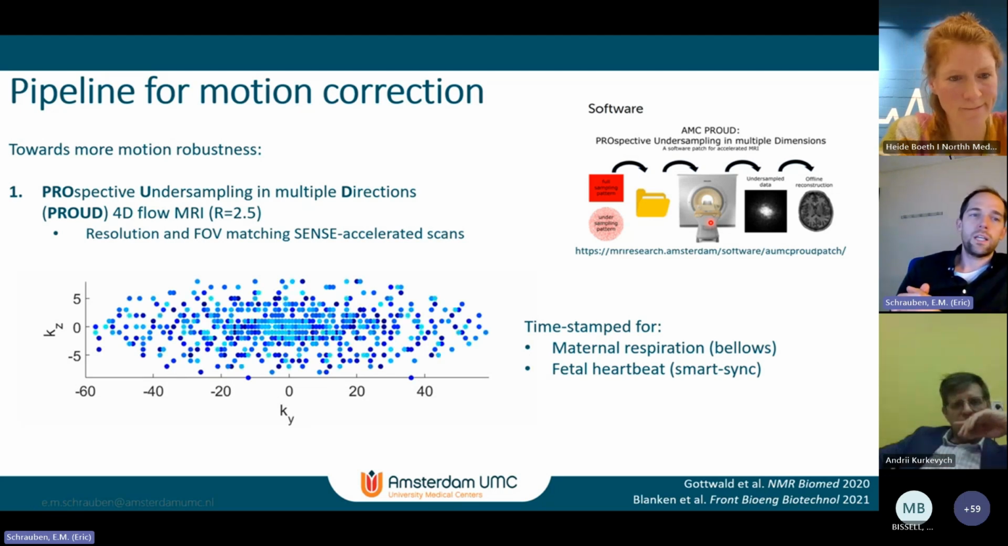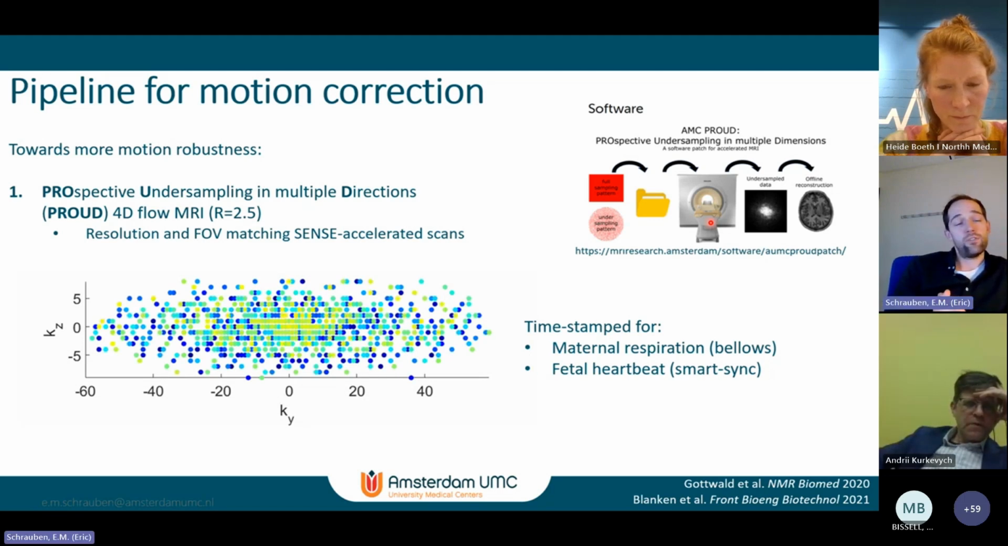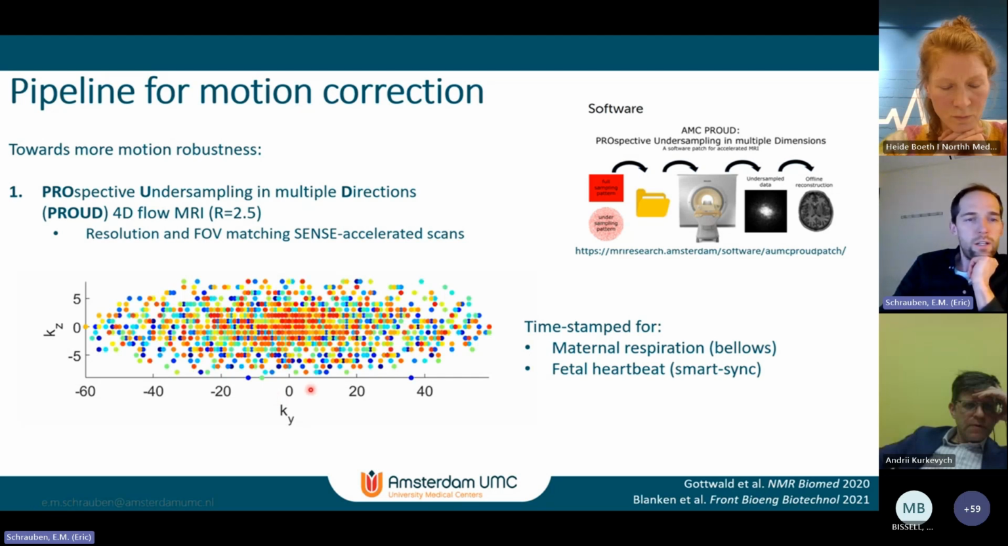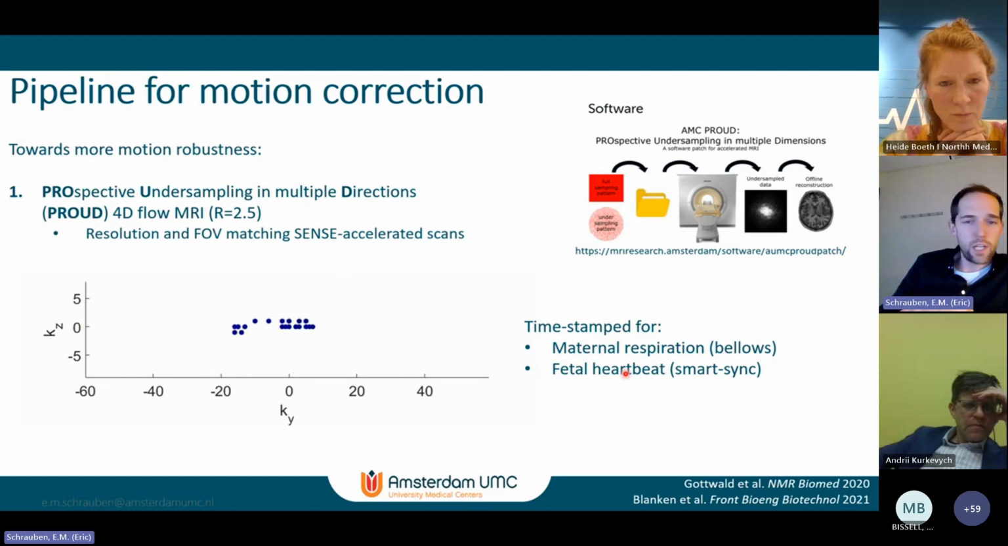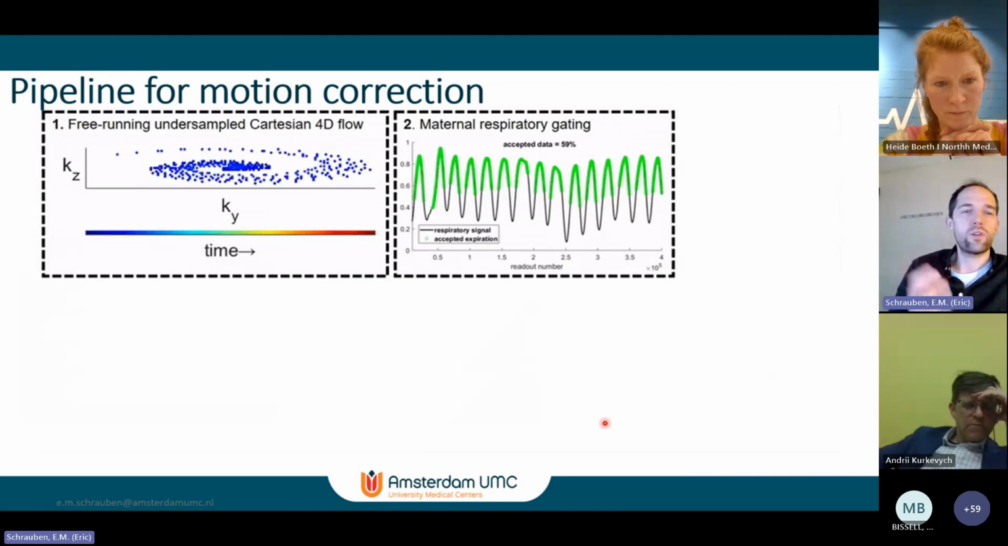To do this, we use our in-house developed scanning acquisition, which is called PROUD, for prospective undersampling in multiple dimensions for 4D flow MRI, in which we can match the resolution and field of view to the sense accelerated scans. And we can pseudo-randomly acquire around K-space in a free-running manner, where each point here is a readout that's time-stamped now for maternal respiration based on the bellows signal, and also fetal heartbeat based on the smart sync signal.